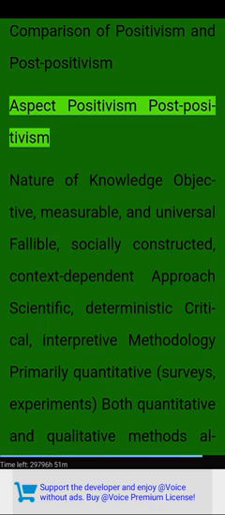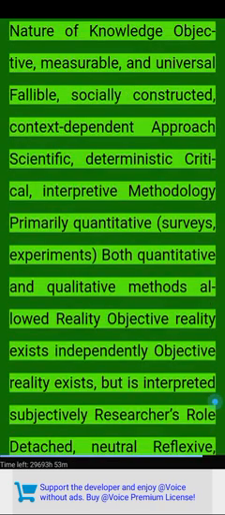Aspect: positivism, post-positivism. Nature of knowledge: objective, measurable, and universal; fallible, socially constructed, context-dependent. Approach: scientific, deterministic; critical, interpretive. Methodology: primarily quantitative, surveys, experiments; both quantitative and qualitative methods allowed. Reality: objective reality exists independently; objective reality exists, but is interpreted subjectively. Researcher's role: detached, neutral; reflexive, acknowledges subjectivity and bias. Goal: discover universal laws and predict phenomena; understand complexities and refine theories.